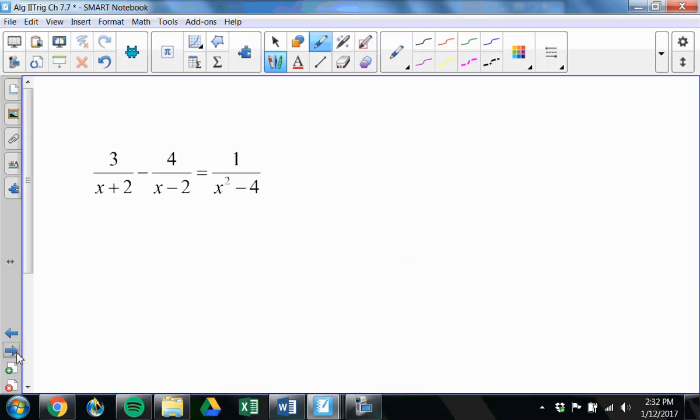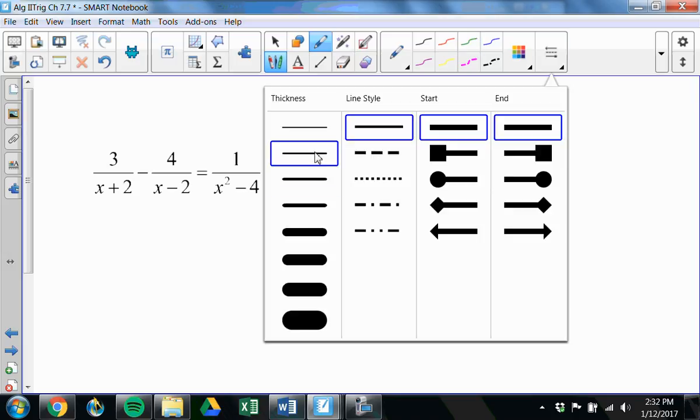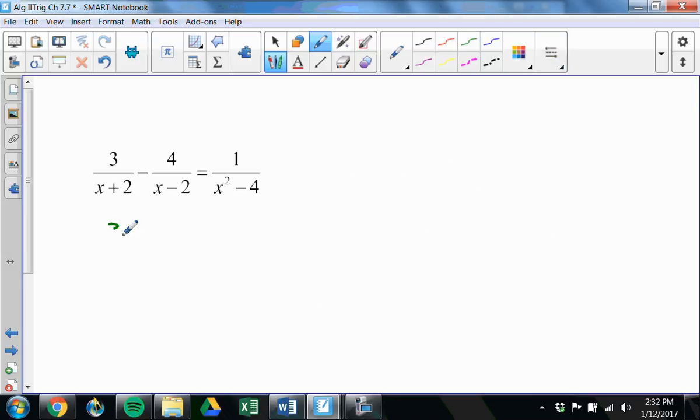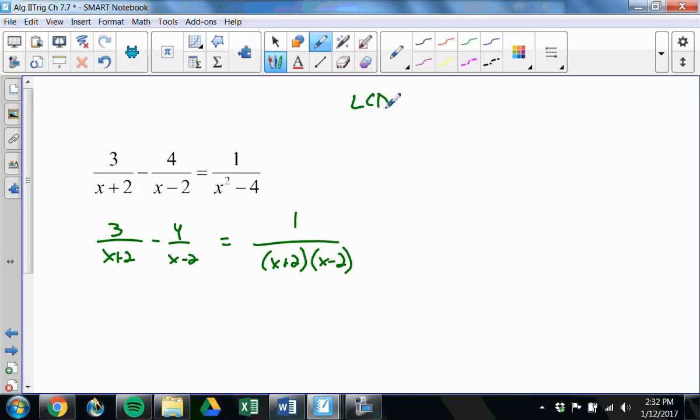This will be our last example. I just want to show one that has some factoring in it. I'm going to do 3 over x plus 2 minus 4 over x minus 2 equals 1 over x plus 2, x minus 2. I factored the bottom. And that is our LCD, fortunately. The LCD is x plus 2, x minus 2.